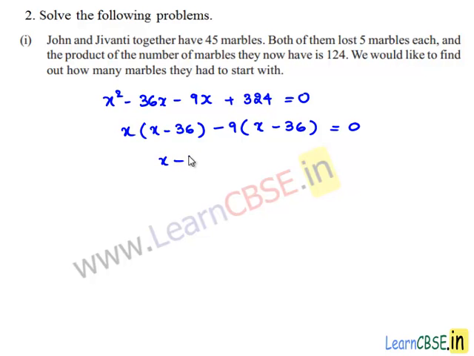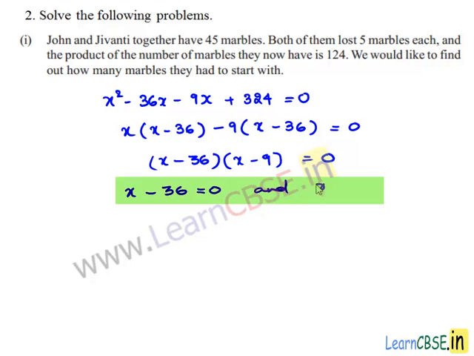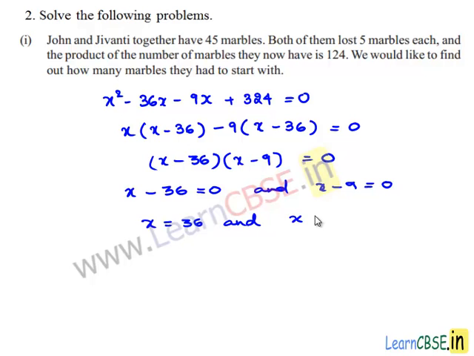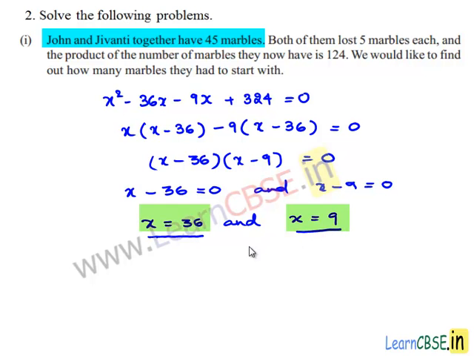x minus 36 can be taken common. The remaining terms will be x minus 9, which is equal to 0. This can be written as x minus 36 is equal to 0 and x minus 9 is equal to 0. So x is equal to 36 and x is equal to 9. Initially we assumed the number of marbles John had is x. If John had 36 marbles, Jivanti will have 9 marbles.